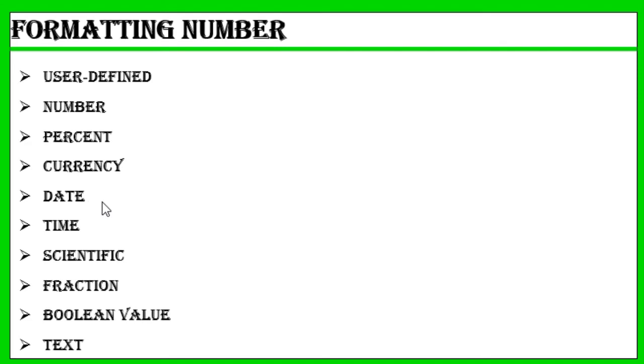Date formats are used to display dates. Time formats are used to display times. And scientific format is used to display the values in scientific notation. Fraction formats are used to display decimal values as fraction. Boolean value formatting helps you to format the data either true or false. And text format is used to display the cell contents as text.